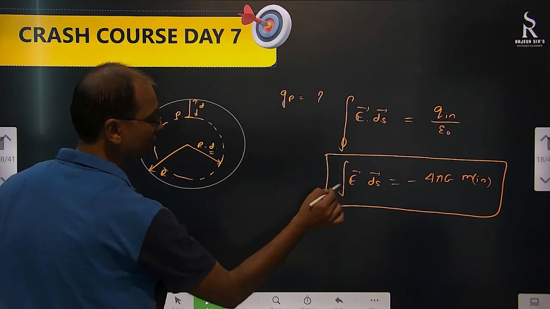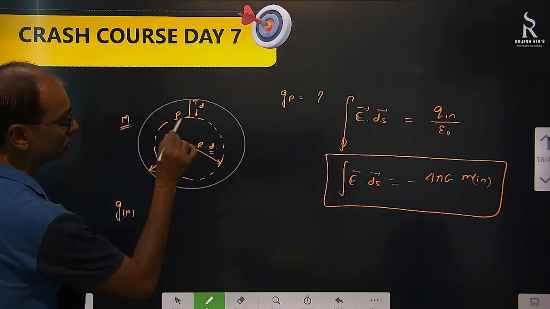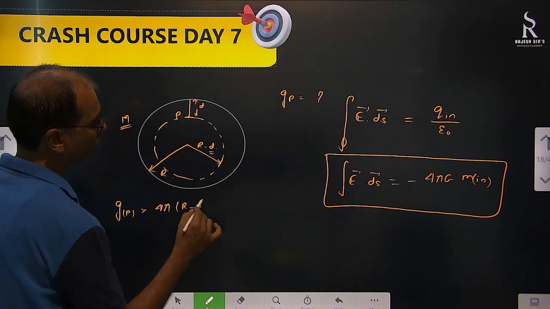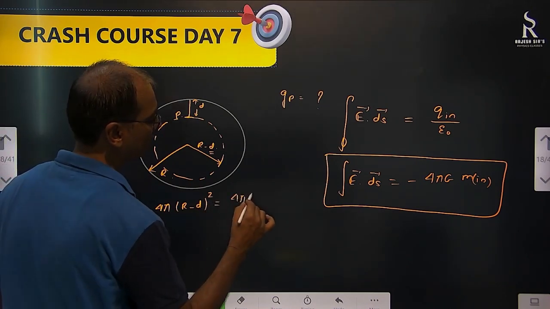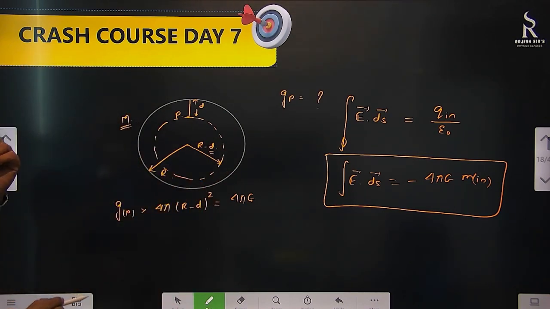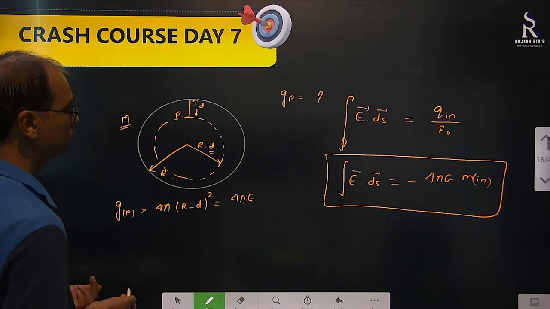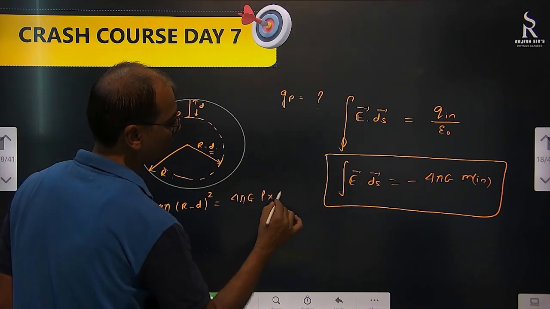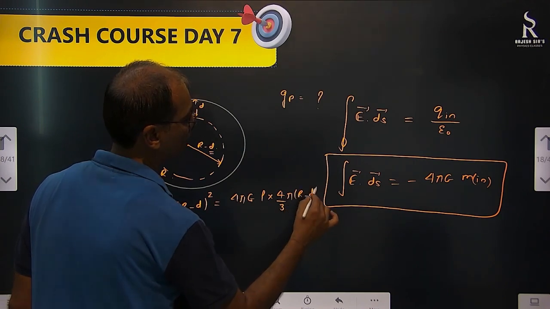So in place of this E, I am writing g only, okay? So g at P into surface area. What is that? 4 pi (r minus d) whole square equal to 4 pi G mass inside. How much is the mass inside this? Okay, so mass inside, how to find? Density into volume. Okay, density into the small volume. So density, let's assume, is rho, and volume is 4 by 3 pi (r minus d) whole cube.